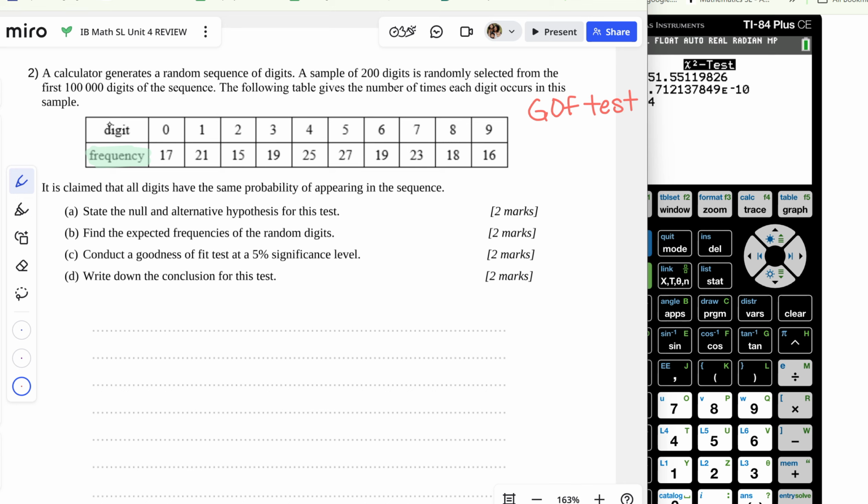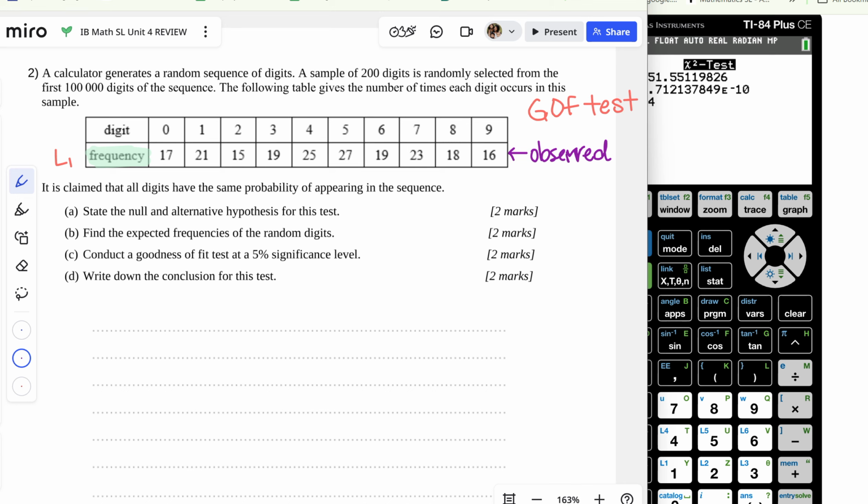Like I said, the digit is just giving us a label of what digit it lands on. Frequency, that is what we're observing, that's going to go in our list one. So list one is our frequency, which is our observed. And again, I'm just going to state that this is our observed data. And we need to figure out what is going to be our expected data.